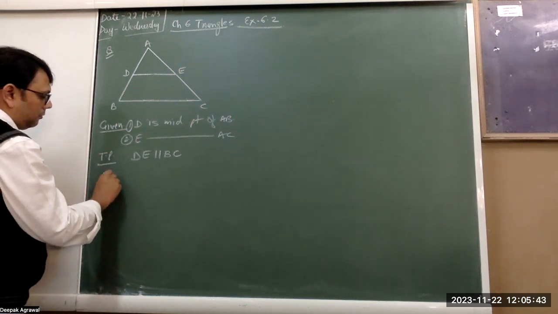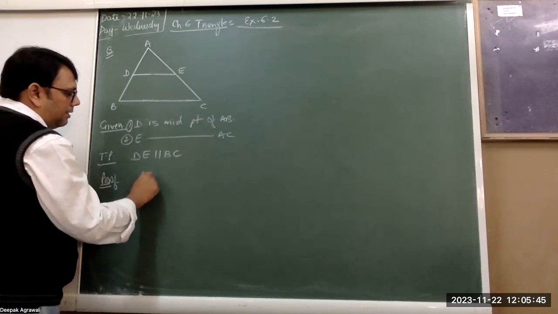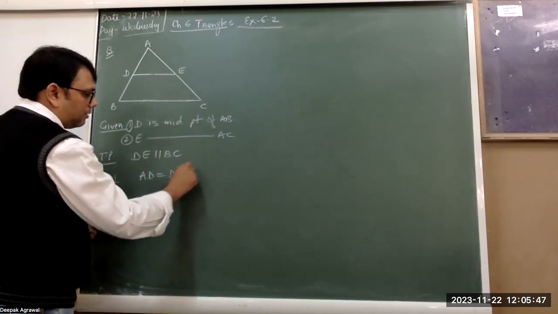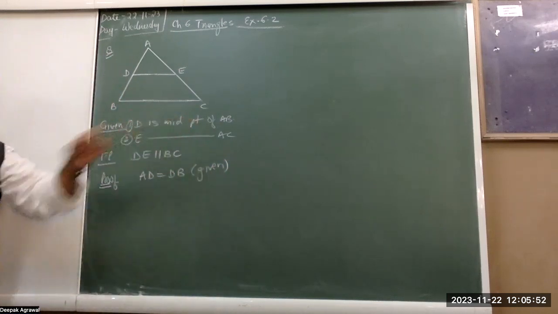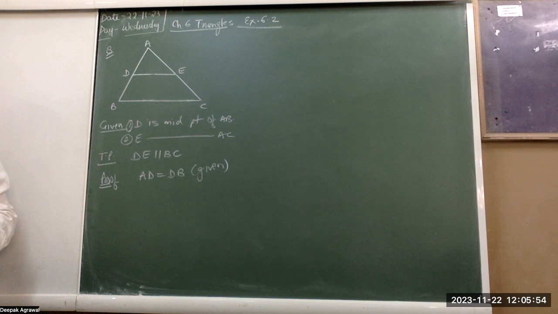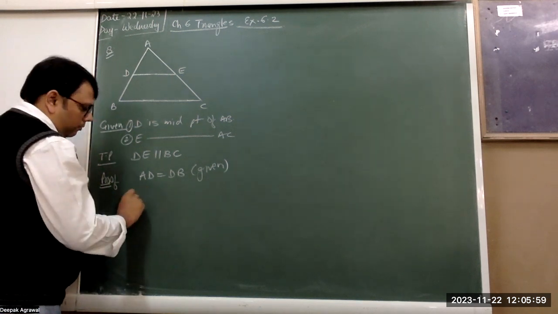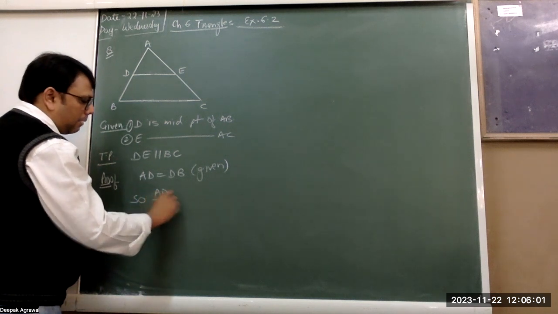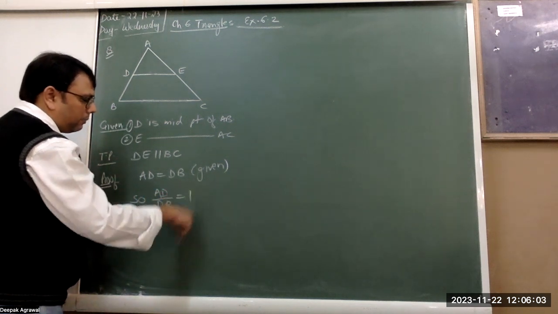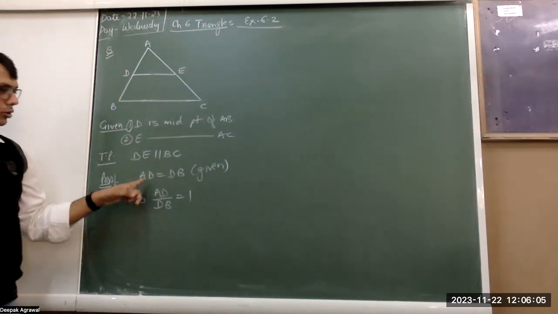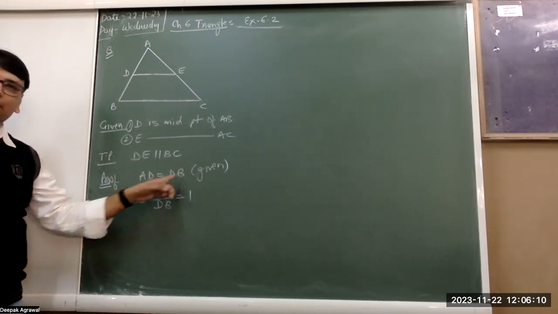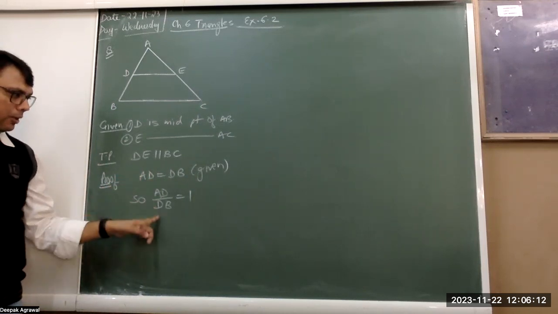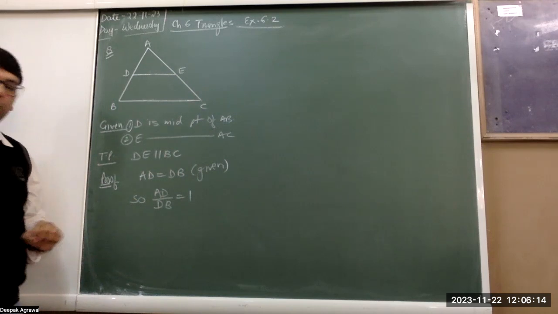Proof. AD is equals to DB. Given. कहाँ गिवन है? D is the midpoint. अगर D midpoint था तो AD किसके इक्वल है? DB के इक्वल है. So AD upon DB will be equals to 1. दोनों साइड DB से डिवाइड कर दिया. क्या किया? What we have done? We have divided both the sides by DB. So AD upon DB, DB upon DB comes out to be 1.